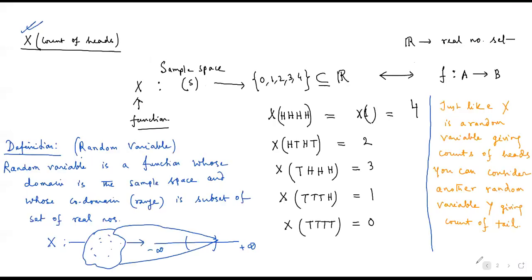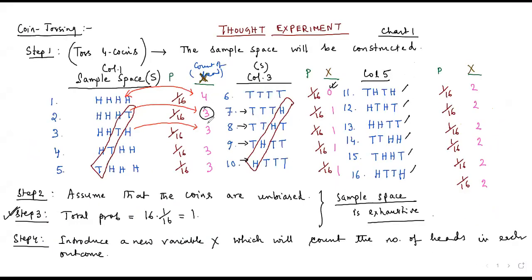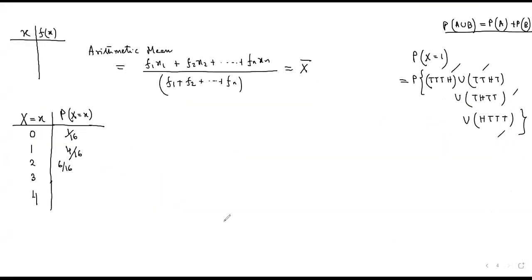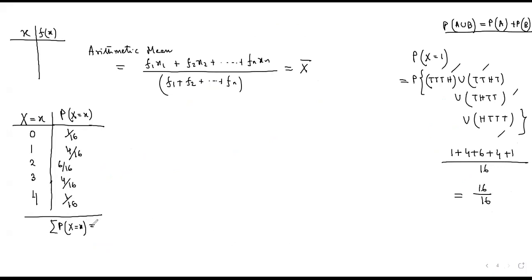For 3, that will be this one, this one, this one, and this one. So we'll be having 4 by 16 once again. And for 4, only 1, so 1 by 16. So if I add them up, what will I get? 6 plus 4, 10 plus 4, 14 plus 1, 15 plus 1, 16. So 16 by 16. Total probability, summation of P of x, is equal to 1.